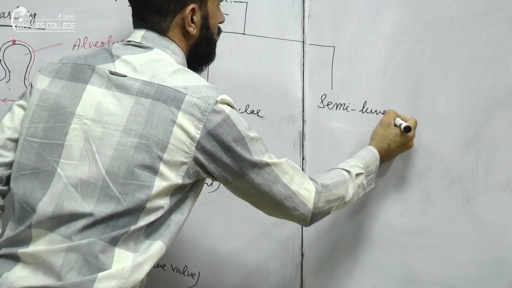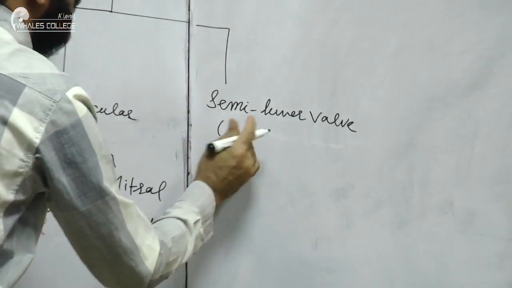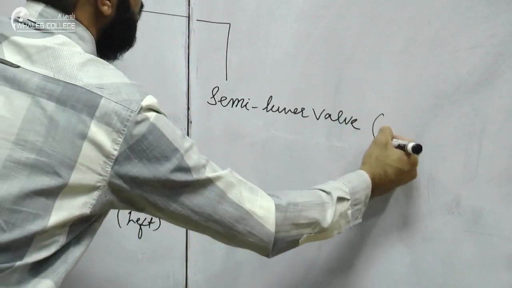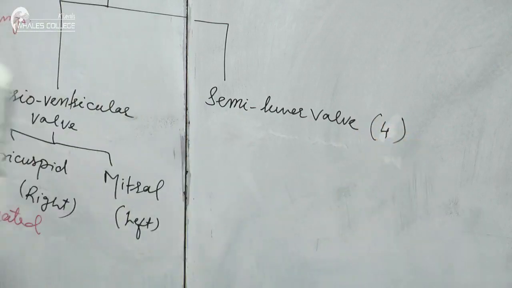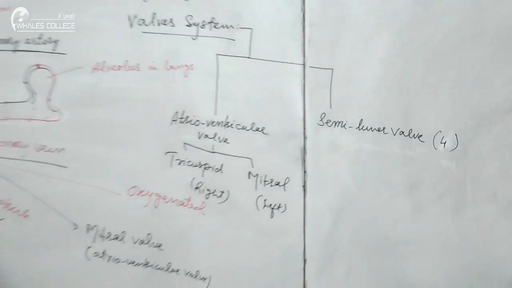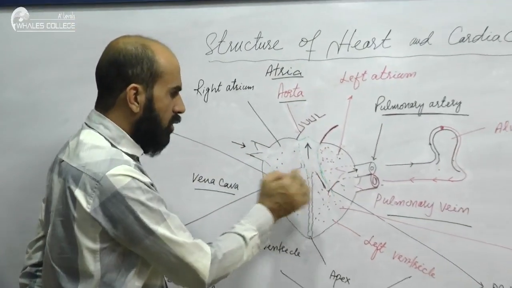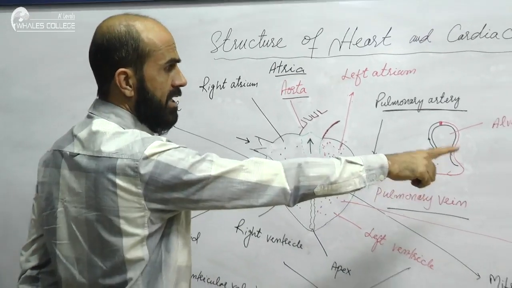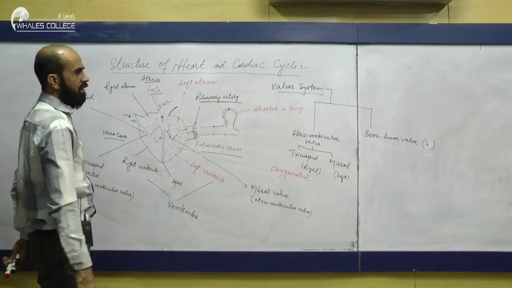So 2 valves here, and now we have valves called semilunar valves. Oh, sorry, these are 4. There are 4 semilunar valves because we have 4 blood vessels, and each blood vessel has a semilunar valve. These 2 are present not in the blood vessels but in the chambers of the heart. So there are 2 valves in the chambers of the heart known as the atrioventricular valves, one the tricuspid and the other the mitral valve.